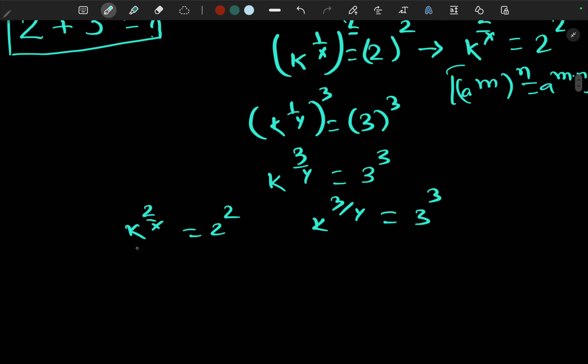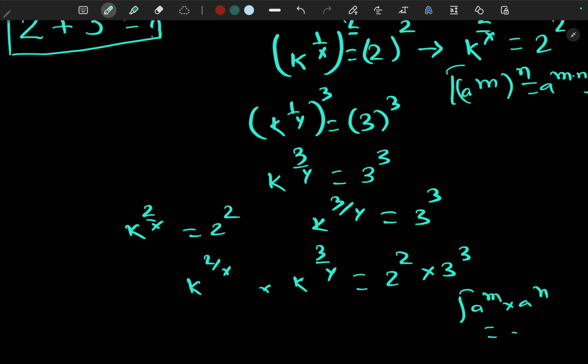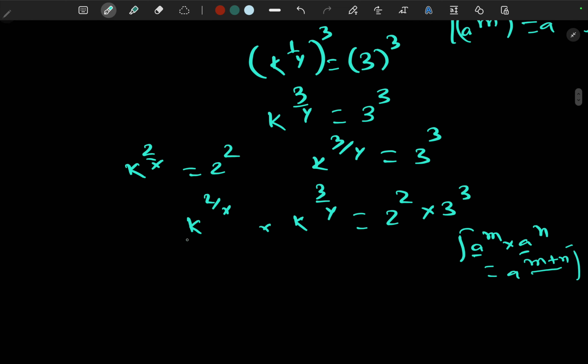Now if we multiply these two, k to the power 2 by x into k to the power 3 by y, this will be 2 square into 3 cube. And as I know, a to the power m into a to the power n is nothing but a to the power m plus n. I mean, if we have the same base and the powers are m and n, they will add to be m plus n. So for this case, we have the same base k and the powers are 2 by x and 3 by y. So it will be k to the power 2 by x plus 3 by y, which will be equal to 4 into 27, which comes out to be 108.